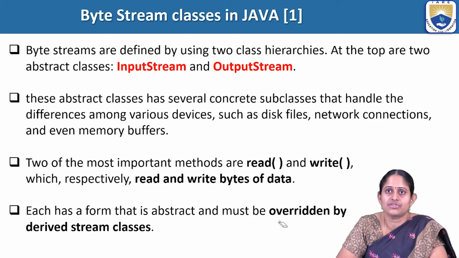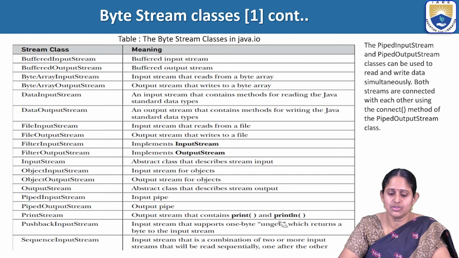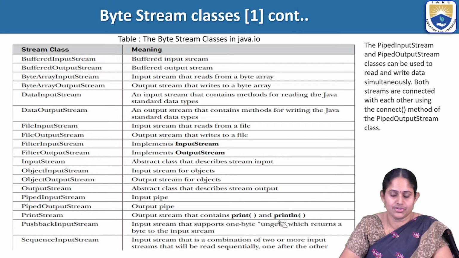The byte stream is defined by two class hierarchies, which have two abstract classes: InputStream and OutputStream. These abstract classes have several concrete classes, which handle various devices such as disks, networks, memory buffers, etc. The mainly used methods of these classes are read and write, which read and write bytes of data. These are the various classes available in the byte stream class.